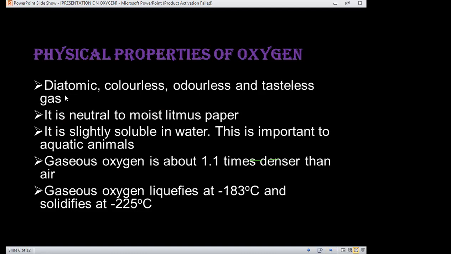Then apart from those, do you know that oxygen has no effect on litmus paper? It cannot turn blue litmus paper red. It cannot turn red litmus paper blue. Therefore, oxygen is a neutral gas.